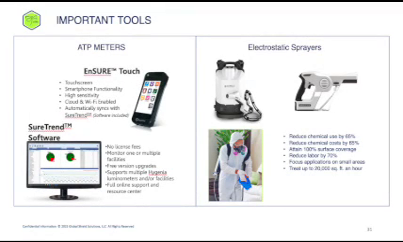This is a way to measure how clean or dirty a surface is based on the presence of an enzyme called the adenosine triphosphate. If you have a low level, the assumption is that the surface is relatively clean. If you have a high level, it's relatively dirty. And then we have a family of electrostatic sprayers that provide benefits in terms of speed, reduction in product costs, and the ability to treat large areas very quickly.